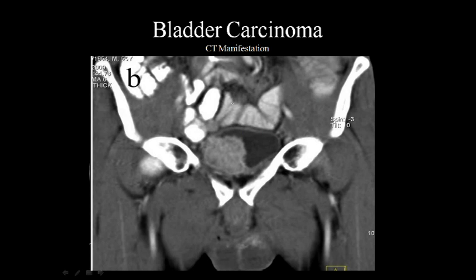Once again, this is the arterial phase, as we see it going down the femoral arteries here and here. But we do see that we have the bladder contents here being urine. So this is urine, and this makes up the rest of the bladder, and this is the mass.